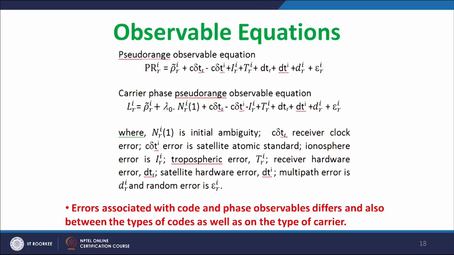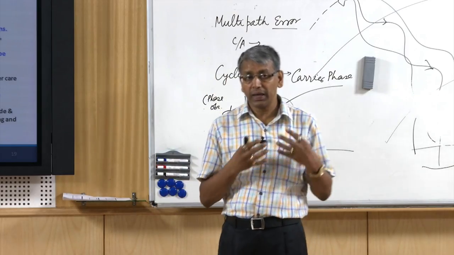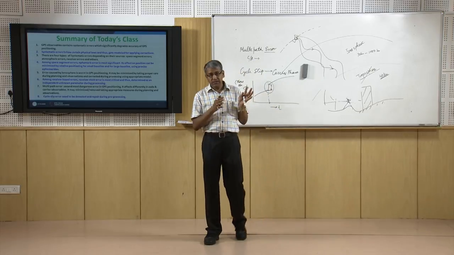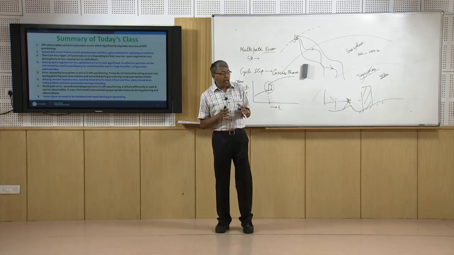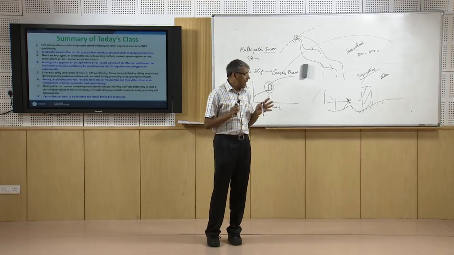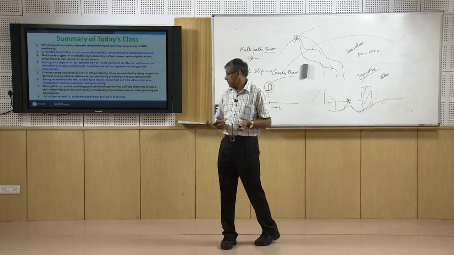With this, I want to conclude today's class, and the summary is this. The GPS observable contains many systematic errors. Of these, the most significant and important error is the receiver clock error, which we take as an unknown parameter while computing the GPS positioning, and that is to be done in the beginning itself. The next worst is the ionospheric error, which varies from signal to signal and between different components of the signal, and it can be minimized through proper planning and modeling. The next is the multipath error, which has to be removed or minimized.